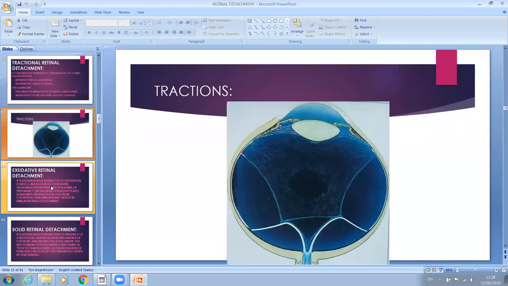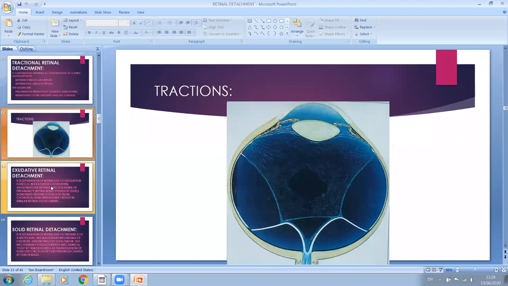So this is a sketch which is just telling you that in the center there is a small area where there is no vitreous and there is liquefied vitreous, and when the vitreous contracts, the area where it is attached to the retina is being pulled, and so the retina is separated. And you can see the separated part of the retina is still attached to the center of the optic disc. This is an indication that the retina is detached.